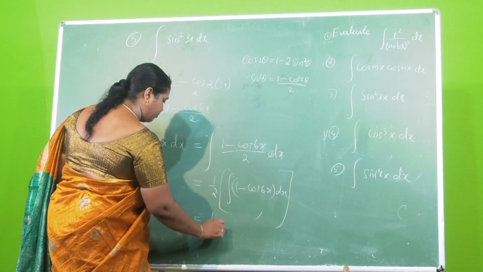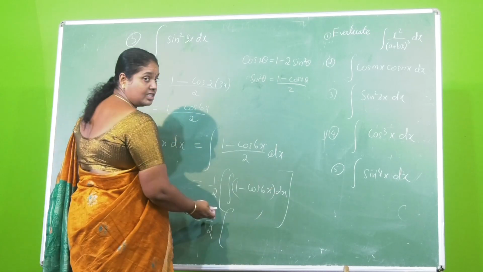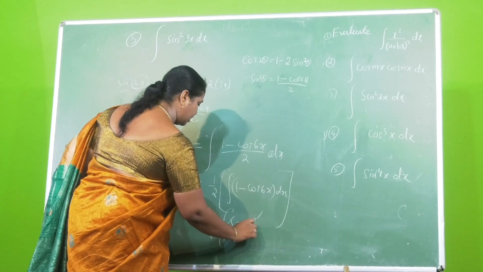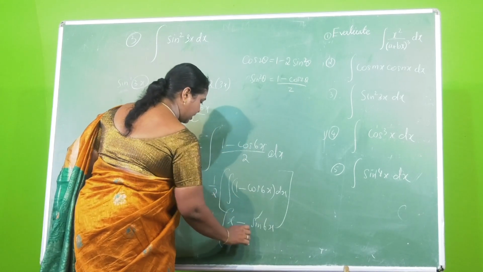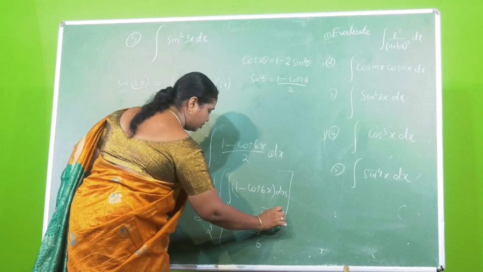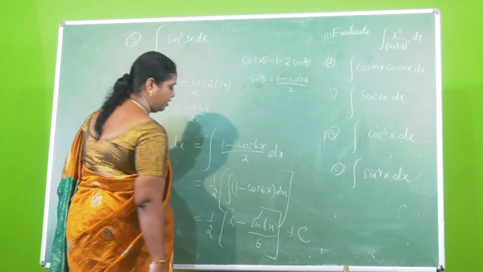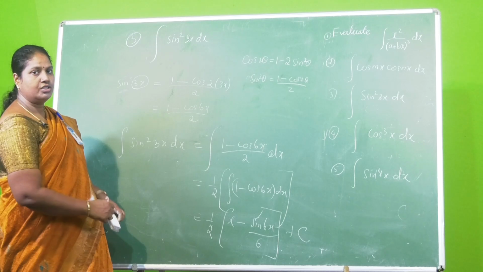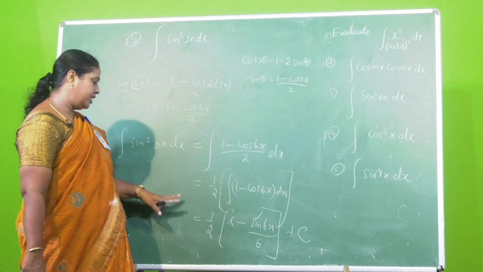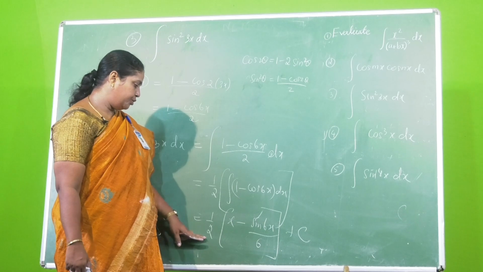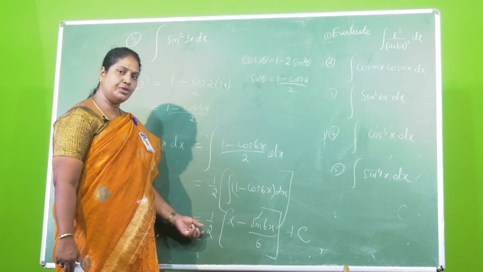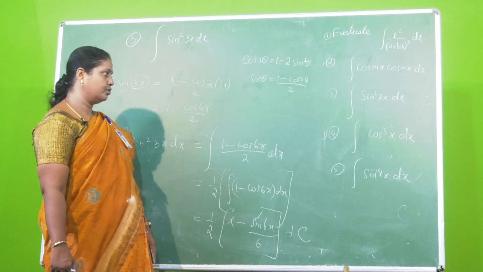So, the first one, 1 into dx, what is the integration? It will give you x. Minus, cos 6x gives sin 6x, and as said before, the coefficient of x, which is 6, will come to the denominator. Okay, so that's all. The problem is very simple. So the integral of sin square 3x dx will be 1 by 2 times x minus sin 6x divided by 6 plus c. If you want, you can multiply the 1 by 2 inside also.